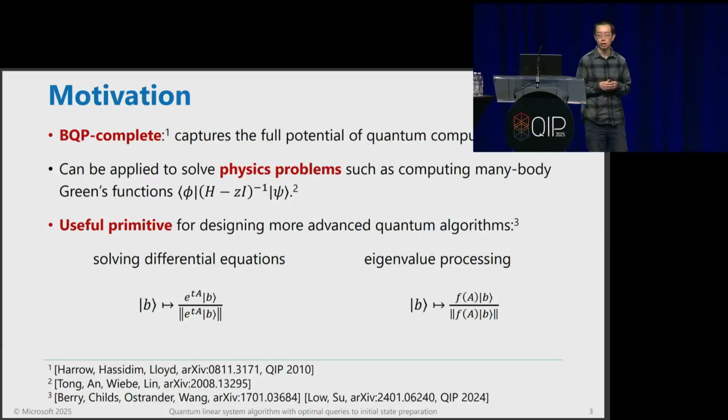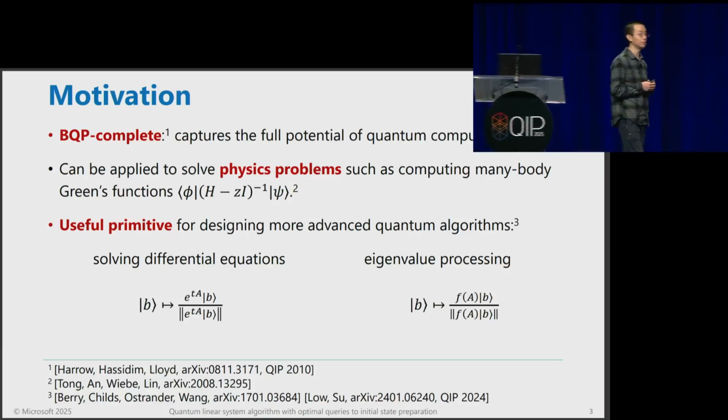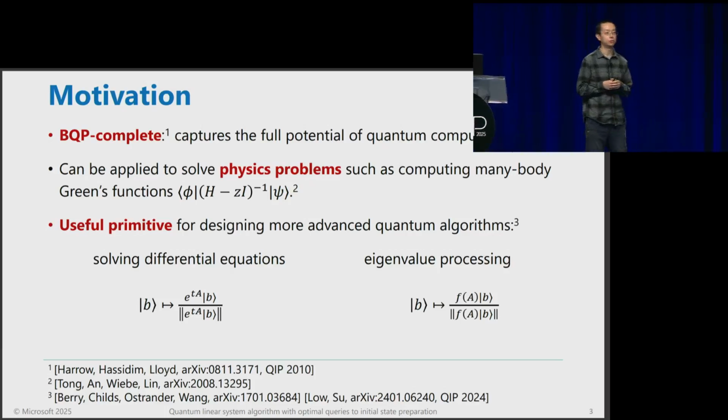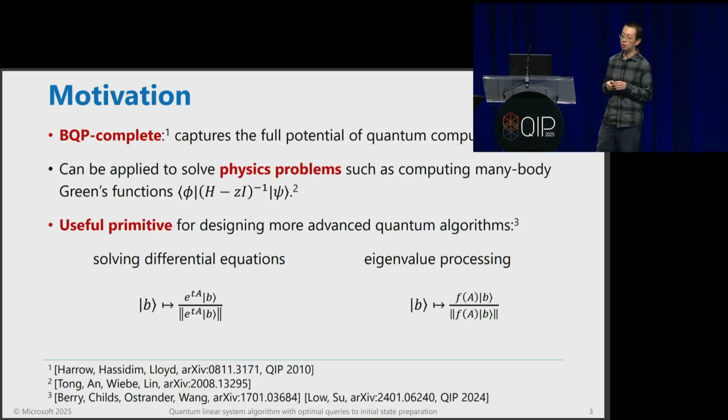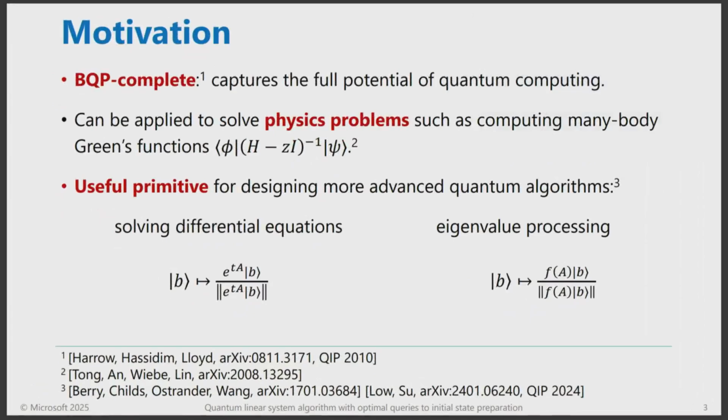system problem. And more recently, people have also discovered connections to other, more advanced quantum algorithms. For example, there is previous work on solving differential equations, or performing eigenvalue processing or Jordan form processing on non-normal matrices. All of these use quantum linear system solvers as subroutines, and this is the main motivation for this work.